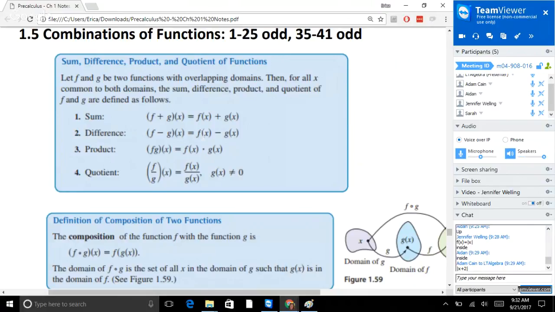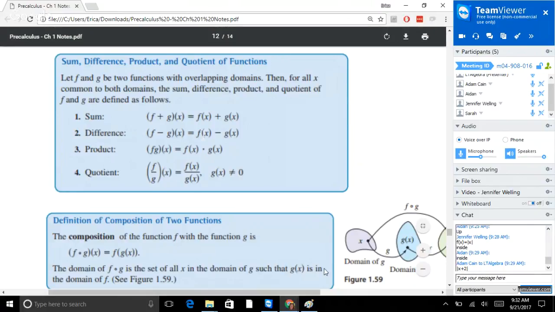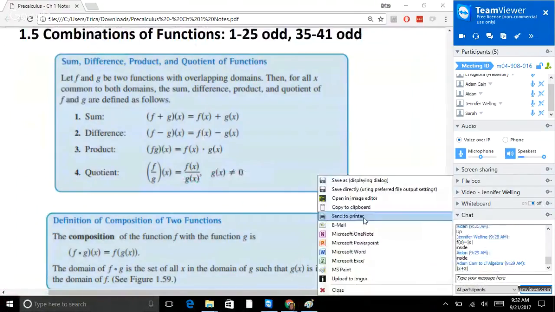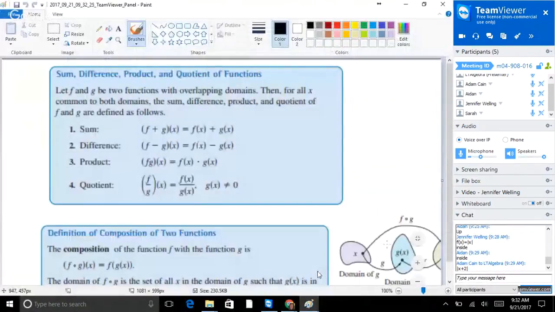So let me take a super easy example. Let's take some really, really easy examples. Let's say f of x equals x, and let's say g of x equals, I might just want to do a constant. Yeah, let's just do a constant. g of x equals 5.